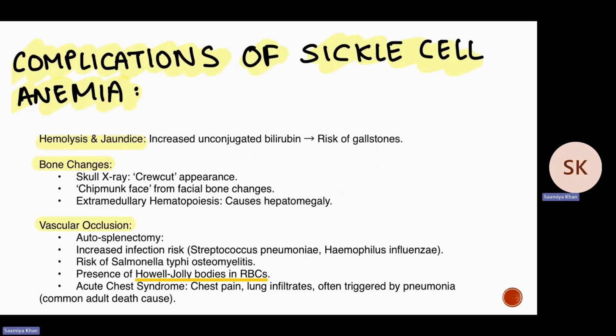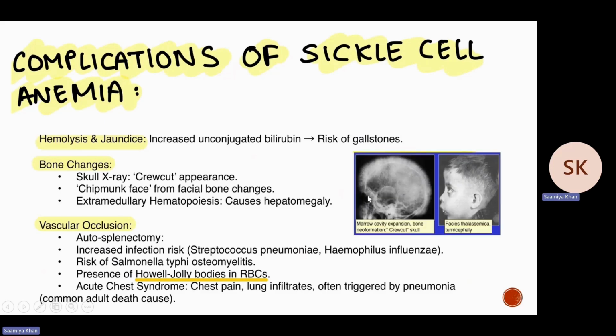In complications, as we just discussed in extravascular hemolysis, we could have hemolysis and jaundice because of the unconjugated bilirubin, and that could lead to a risk of gallstones. In bone changes, on a skull X-ray we would see a crew-cut appearance, and bone changes are usually happening because of hematopoiesis. Hematopoiesis extends into the skull, and in this picture you can see the crew-cut skull on the X-ray, and you could see chipmunk faces in this picture that's seen in sickle cell anemia.